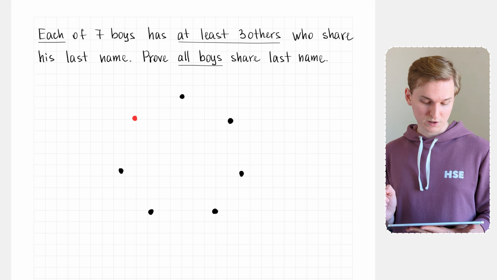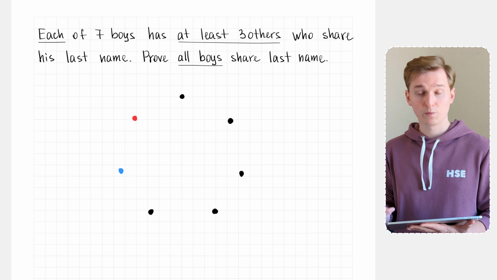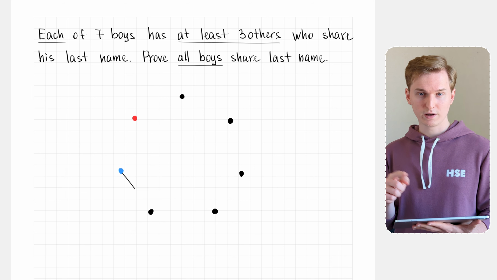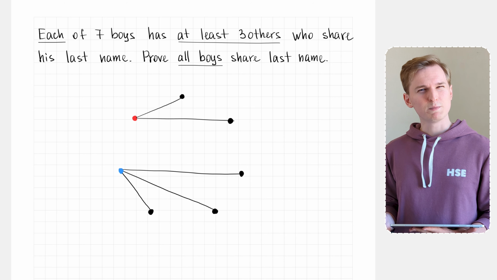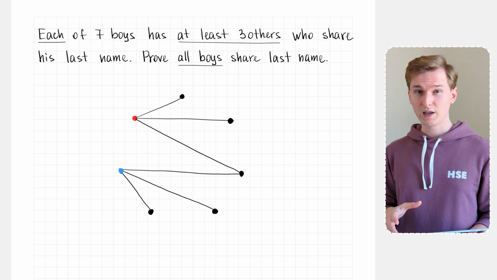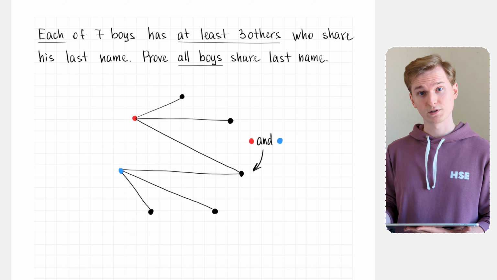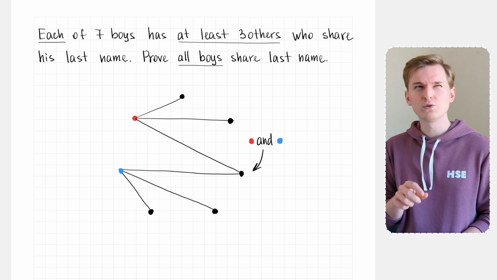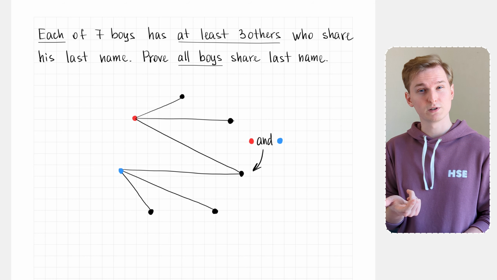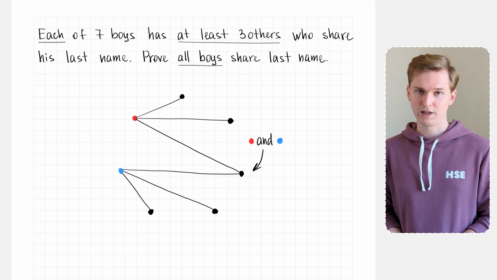Let's color the vertices red and blue. Since each boy has at least 3 others with the same last name, both red and blue vertices must be connected to at least 3 others. But this means among the remaining 5 boys, at least 1 must be connected to both a red and a blue vertex. This means that this boy must share his last name with 2 boys with different last names. This contradicts the assumption, and the only possibility is that all 7 boys share the same last name.